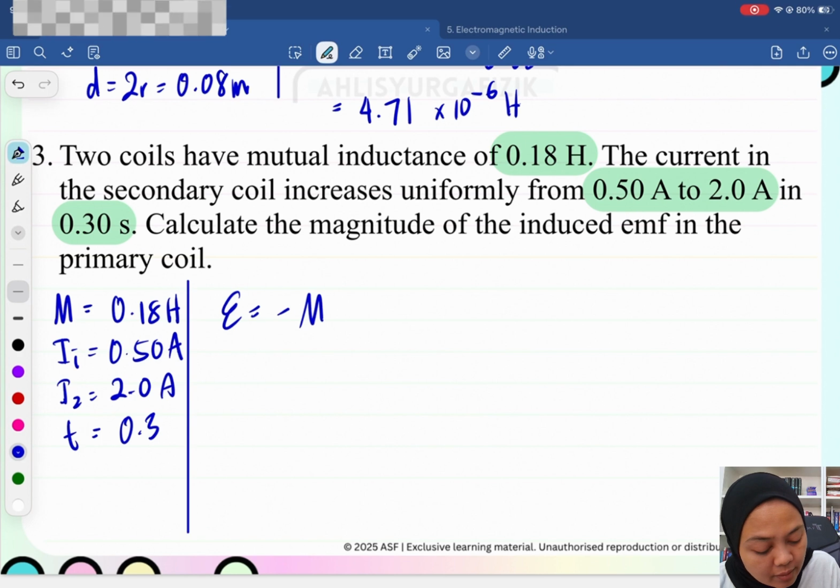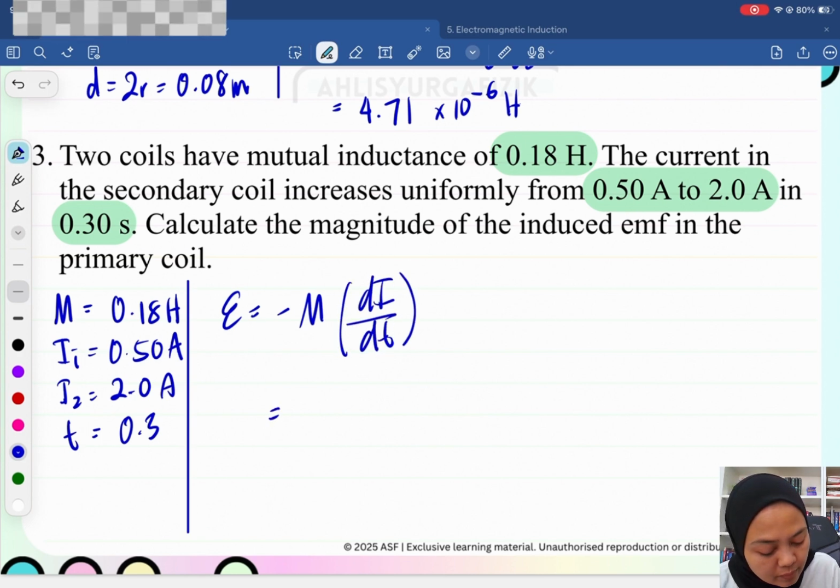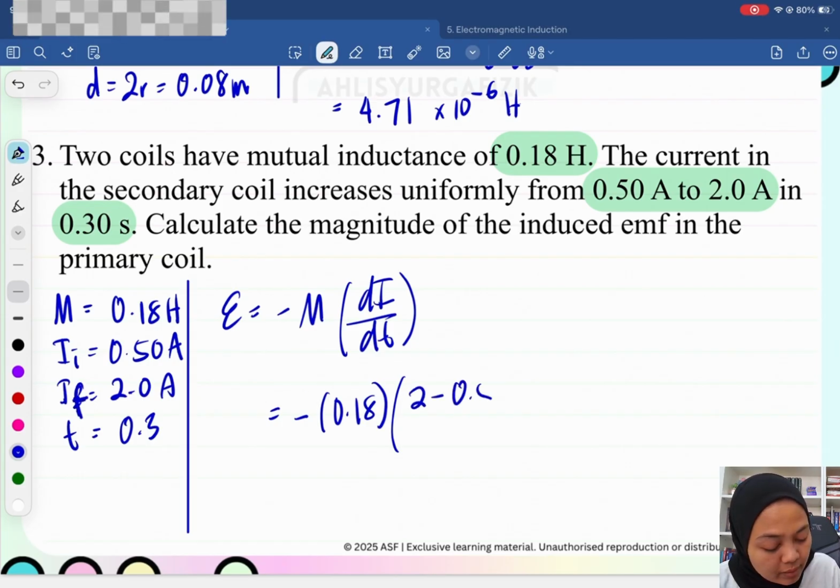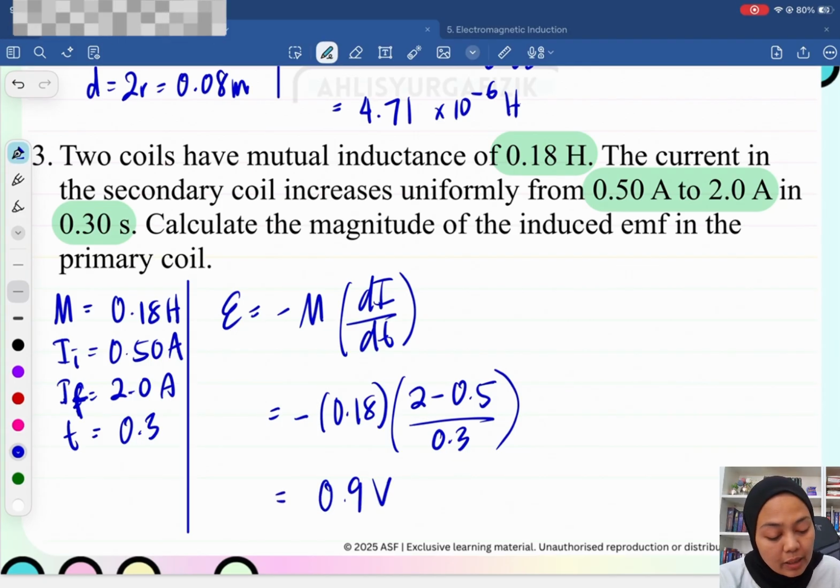I'm going to use this equation. Don't forget the negative sign. Remember that this is I final. So it is 2 minus 0.5 divided by 0.3. And the answer is 0.9 volt.